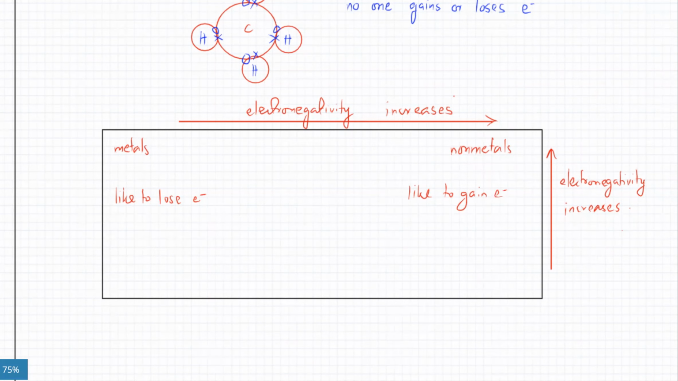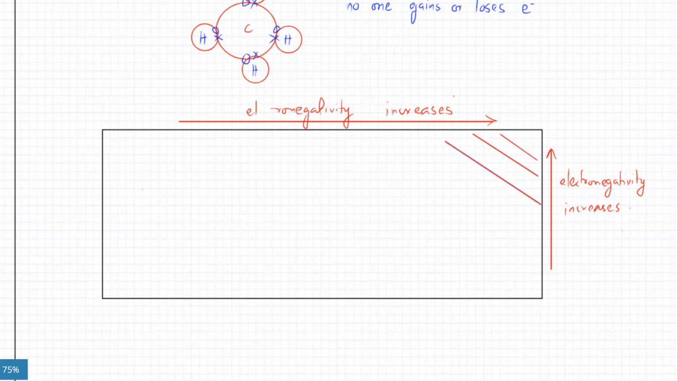So I'm going to rub this off, and we're going to think of elements in terms of electronegativity. The elements in this corner are the ones that are very electronegative. They really like to gain electrons compared to all the other elements. So the first question is, why do they like to gain electrons? What's happening with these elements, and what's happening with these other elements, that they don't like to gain electrons?